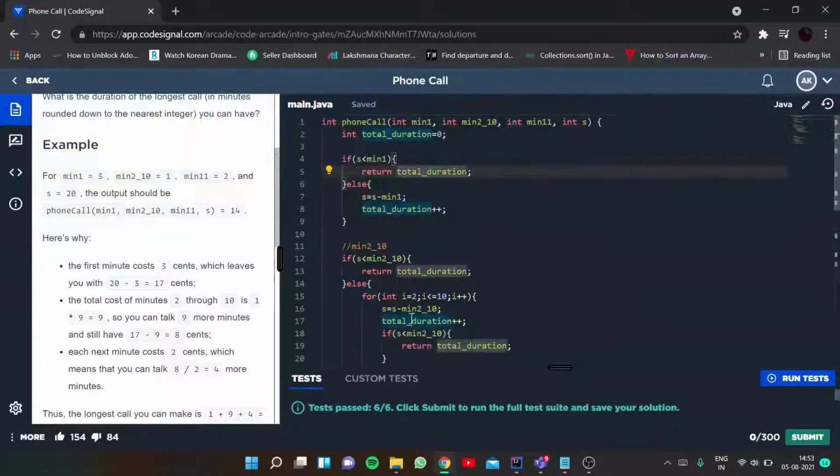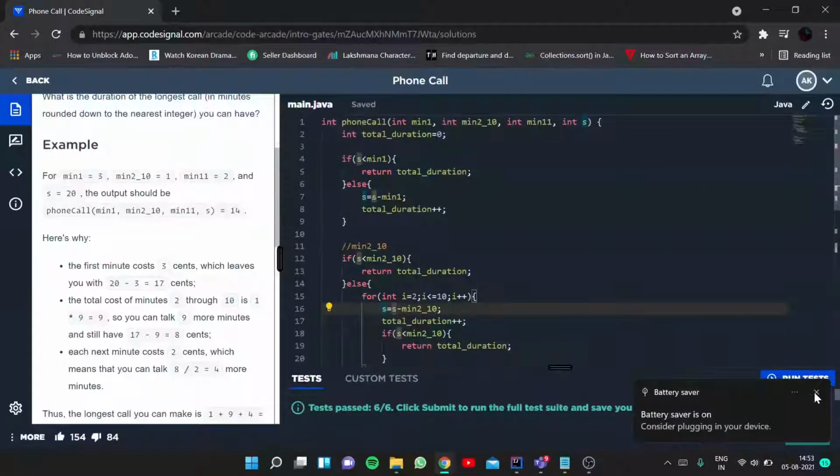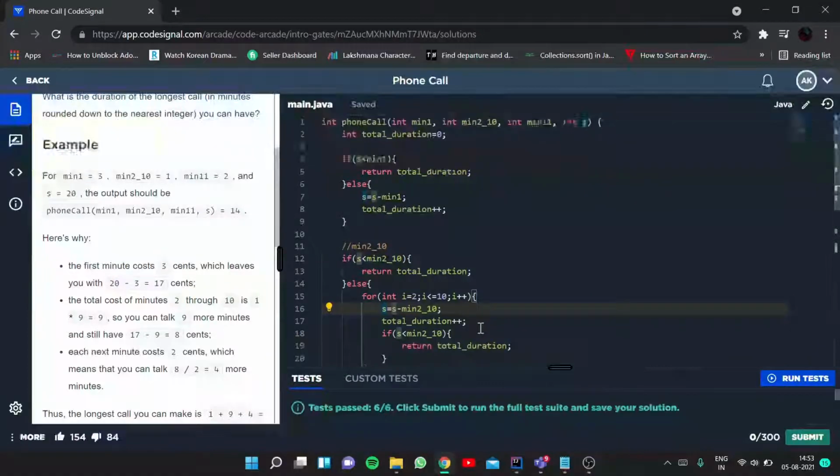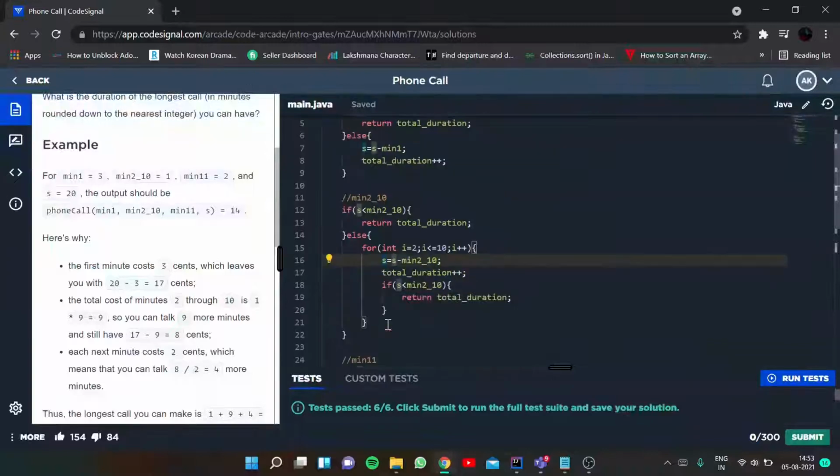Or else we have to iterate from the second to the 10th, because there are a total of 9 calls in between. Each call costs 1 as per this example. So I'm looping from 2 to 10, and on each call I'm subtracting from my existing money. Here 20 minus 3 gives 17, and from 17 it will subtract. What if the money is exhausted in between, like on the fifth call? That's why I have given an if statement inside this. If the money is less, we directly return the total duration counted till then.